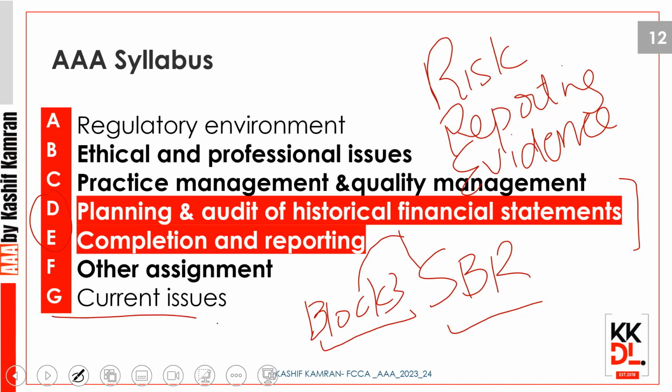Current issues, leave that aside. Current issues are only examinable when there is some examining team support available on it, like the examining team writes an article on it, or gives a hint on the current issue, like from a mock exam published for September paper. Otherwise, current issue is not a regular feature of AAA. It is not something which comes in every single exam sitting, March, June, September, December.